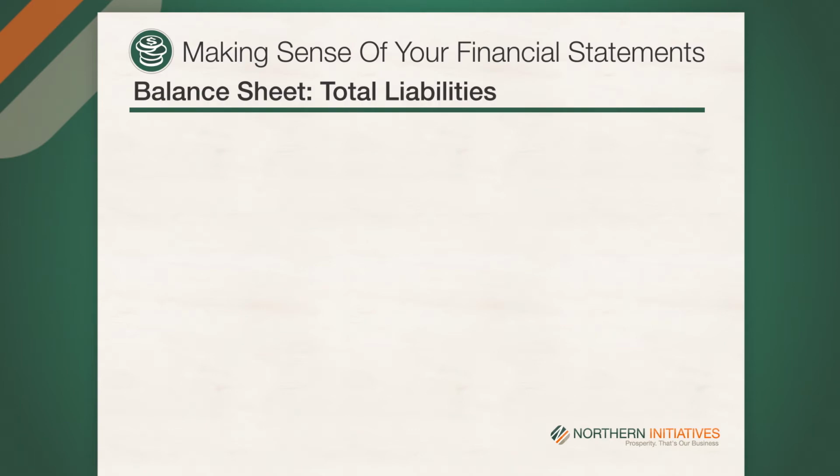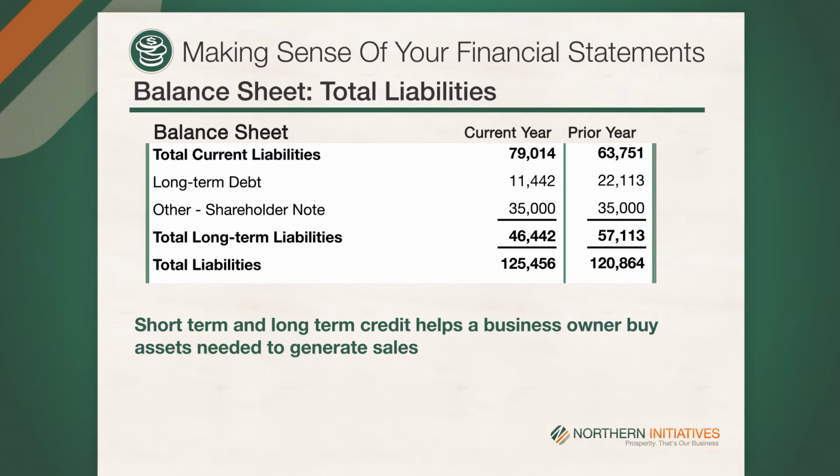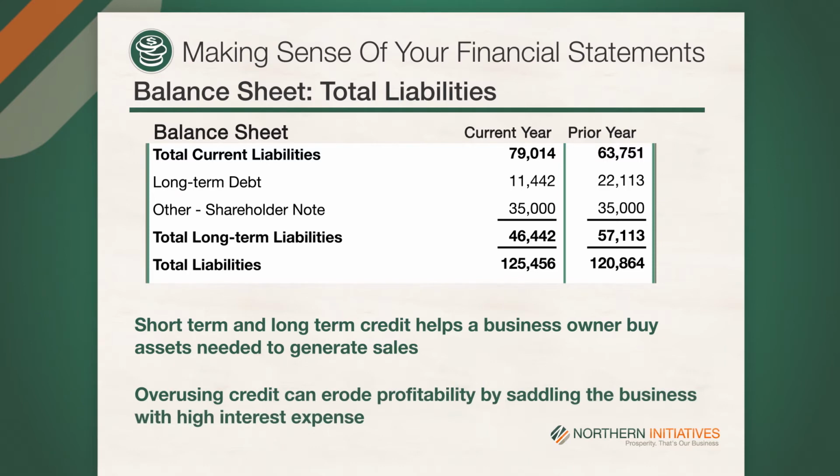Total liabilities. Add together current liabilities and long-term liabilities to arrive at total liabilities. This total represents obligations that the business owes to others. The use of short-term and long-term credit helps a business owner buy assets needed to generate sales. However, overusing credit can erode profitability by saddling the business with high interest expense.